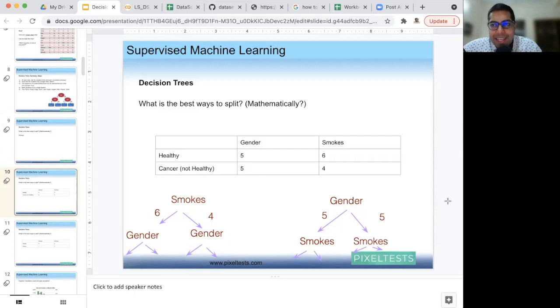Okay. Why is smoke better? Can you elaborate on that? Go for it, Samiksha. Non-linearity. Okay.